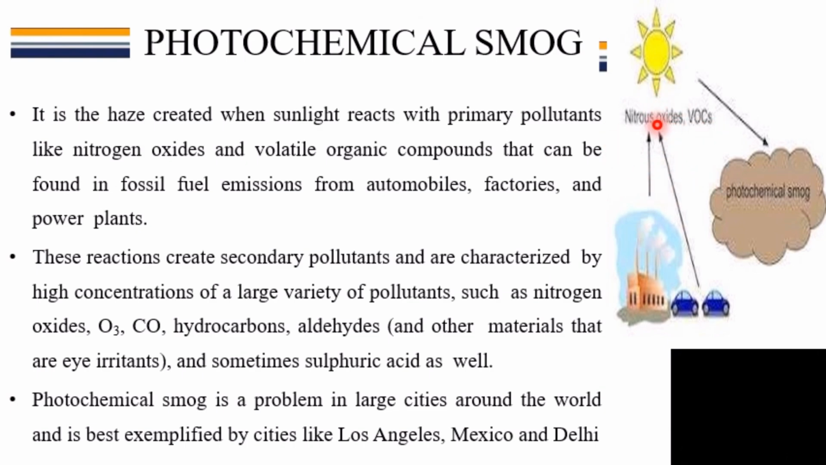These two will react in the presence of sunlight. As sunlight emerges, finally it will form a brown colored, thick layer, and that is your photochemical smog. The primary pollutants, NOx and VOC, will create a large concentration of secondary pollutants, for example ozone, carbon monoxide, aldehydes, nitrogen oxides, and other materials like PAN. So you have many other secondary pollutants that are caused.